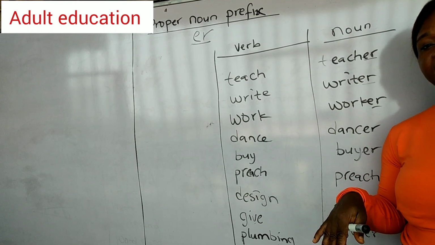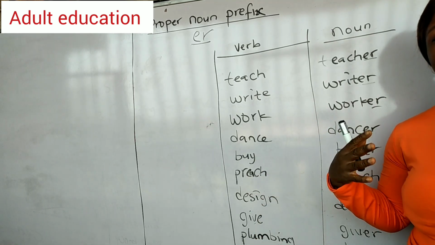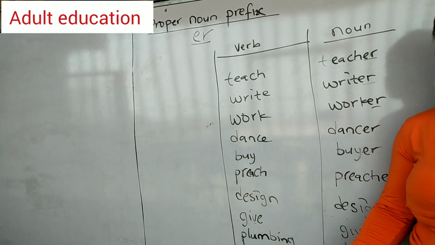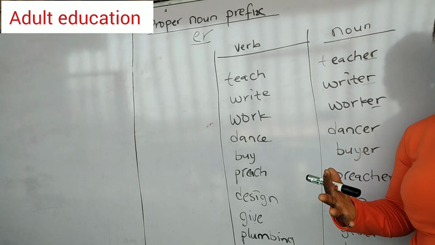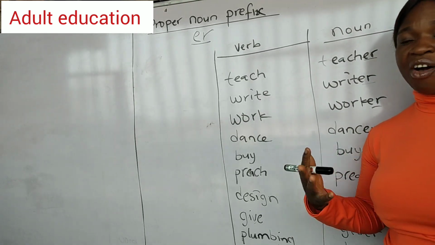You cannot say I want to buyer a car. No, you can only say I want to buy a car. And as well, you cannot say he is the buy. No, you can only say he is the buyer of the car.